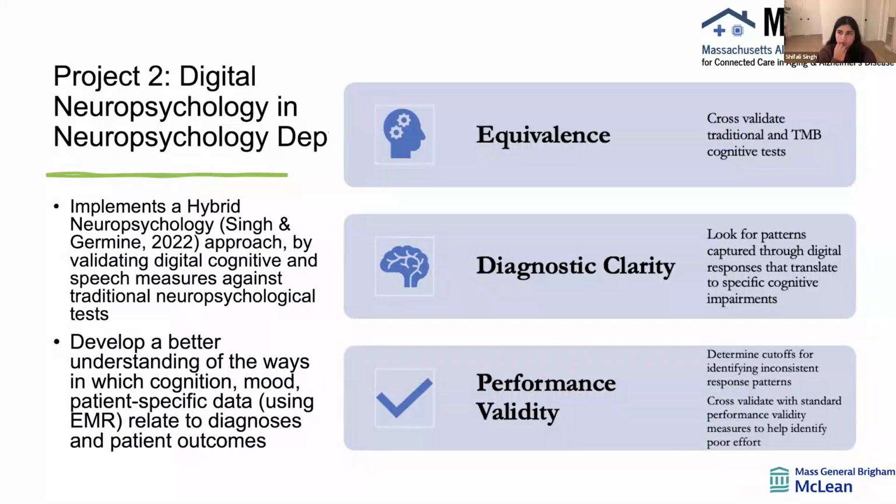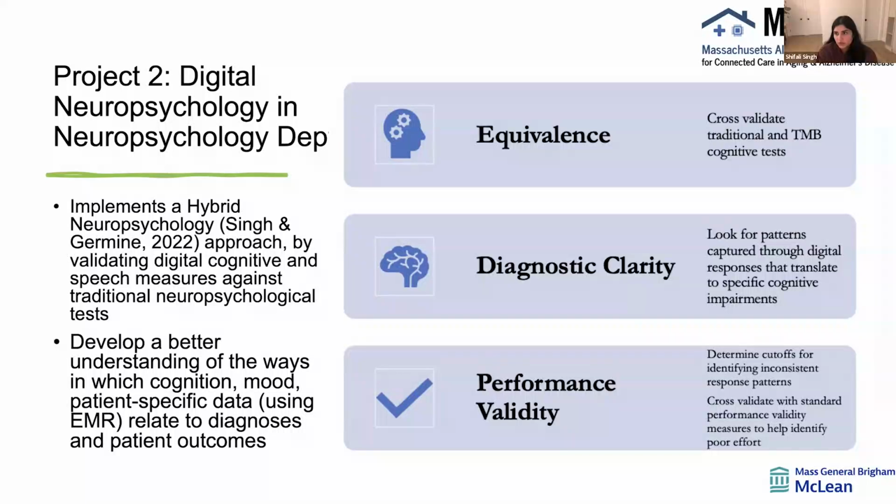There's a term that Laura, Jermine, and I developed called hybrid neuropsychology, where we're trying to validate digital cognitive speech measures against traditional neuropsych measures, because if we can do something a bit shorter that's cheaper and more accessible and rapidly scalable, that can be very meaningful. And we're trying to develop a better way of understanding how cognition, mood, and patient-specific data, for example, those we find in electronic medical records, might relate to diagnoses and patient outcomes.